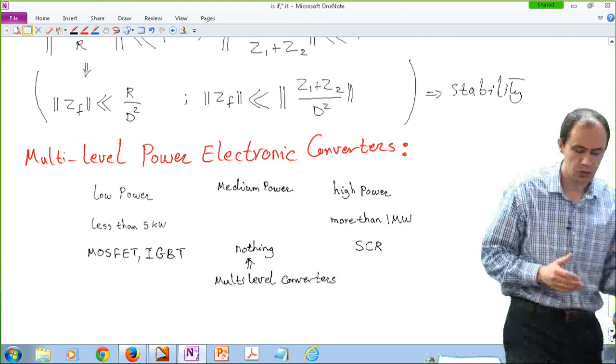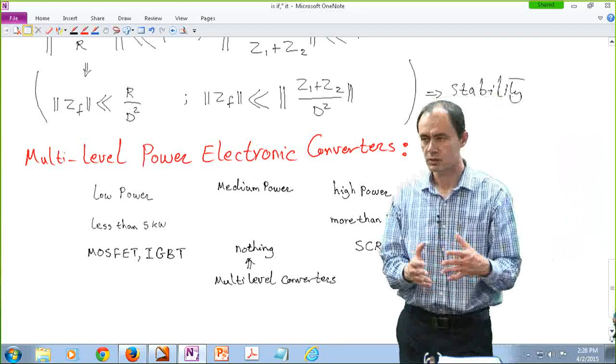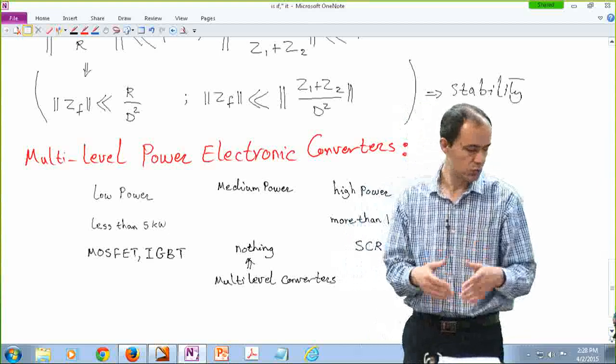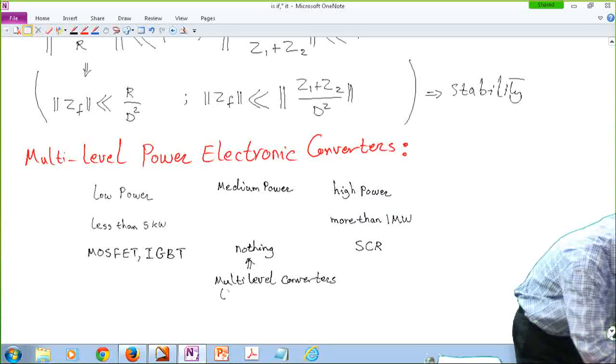Naturally, we don't have switches available in the market, or semiconductor technology, that could address this need. But then we try to use multi-level converters. And in multi-level converters, we use MOSFETs and IGBTs.